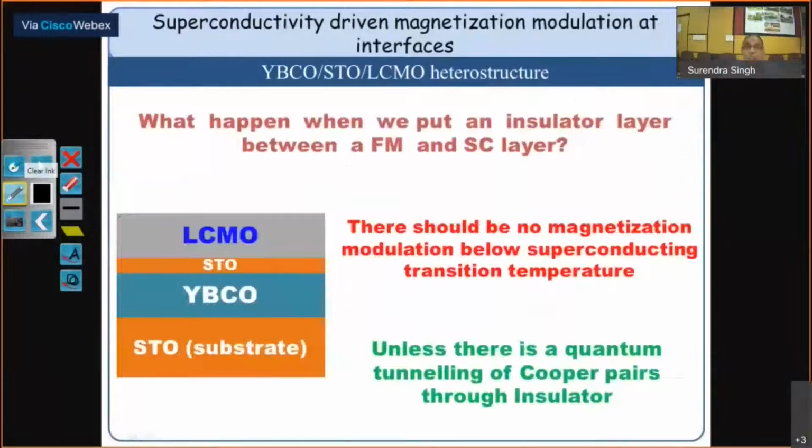Now what we did, we thought, why don't we try and see what happens when we put an STO, which is an oxide insulator layer, in between the superconductor and ferromagnet. In principle this insulator should stop Cooper pairs going from here to there and disturbing the magnetization. Once we put this STO, it should stop that, unless there is Cooper pair tunneling from here to there, and then they are disturbed. Let us see what we found from the PNR study.